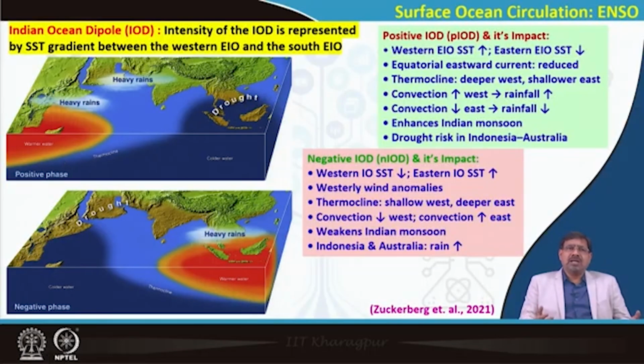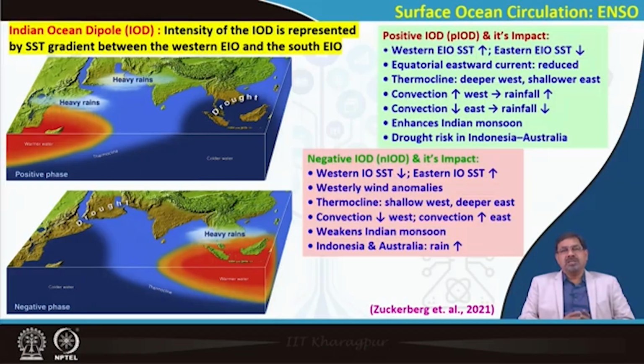Similarly, let us have a look at the southern part of the Indian Ocean. We have a dipole there. It is known as the Indian Ocean Dipole, IOD abbreviated. The intensity of the IOD is represented by the sea surface temperature gradient between the western Indian Ocean and the South Indian Ocean. You can see on the upper figure the western region having a larger red mark, so that is the warmer region in comparison to the lower one, where we are seeing a larger one on the south side is the warmer water.